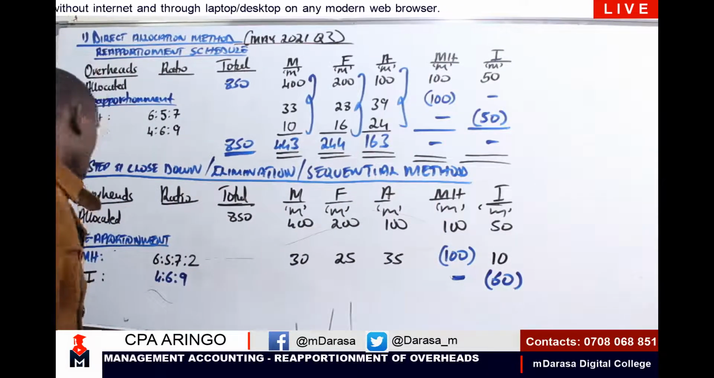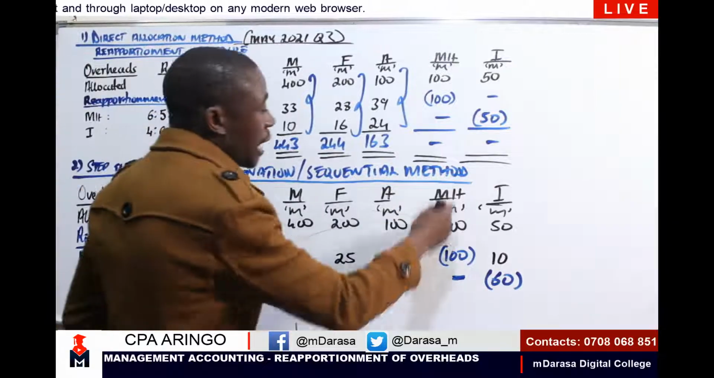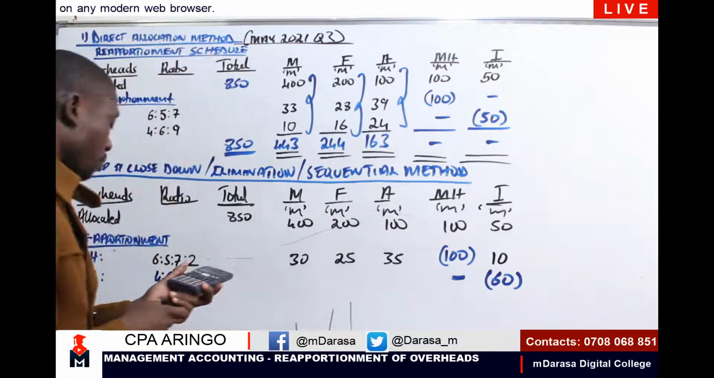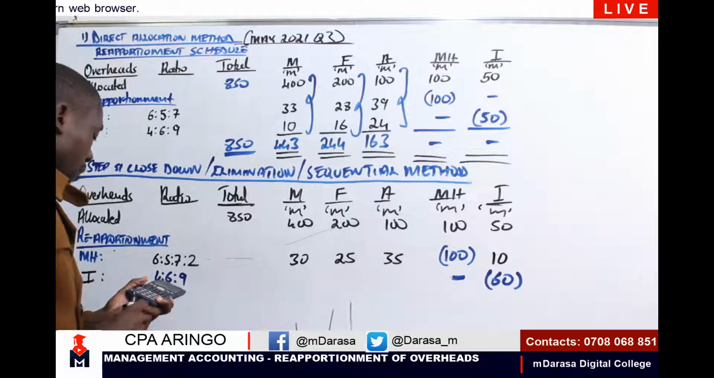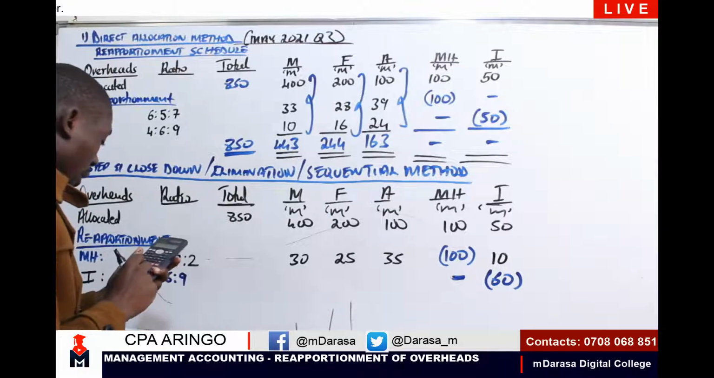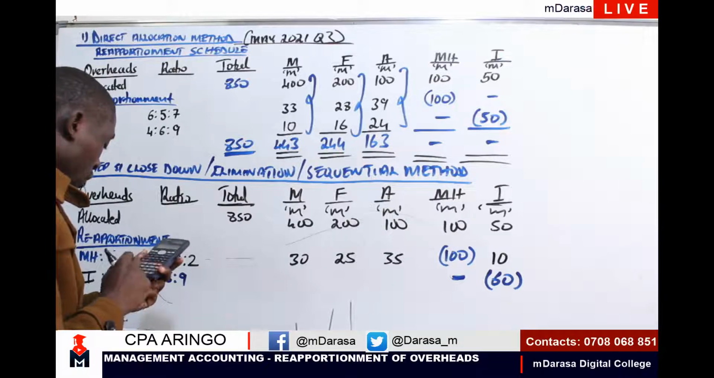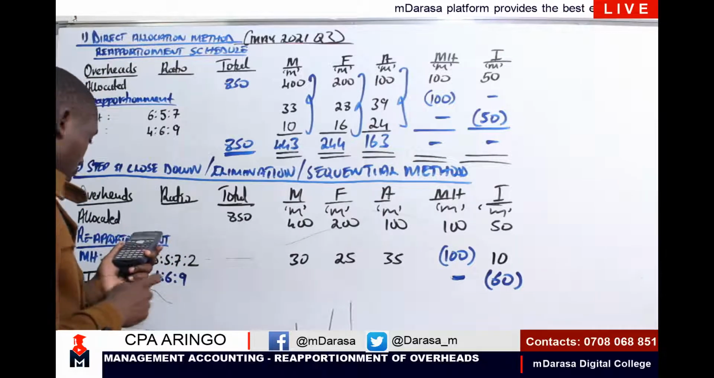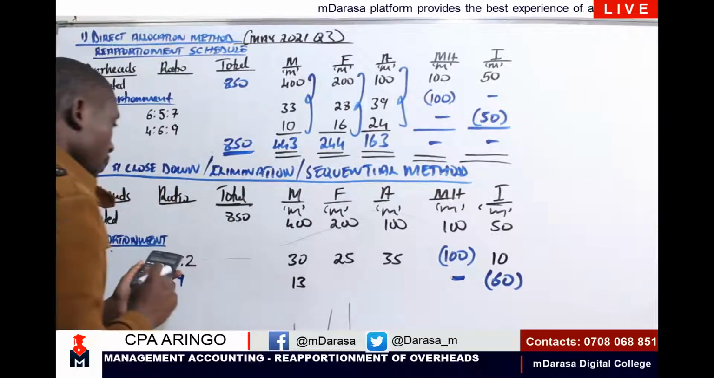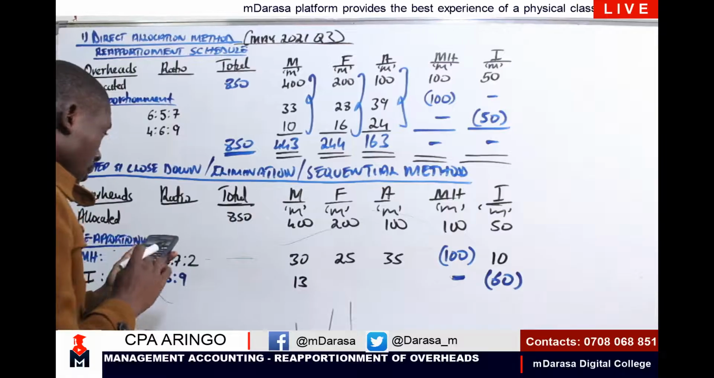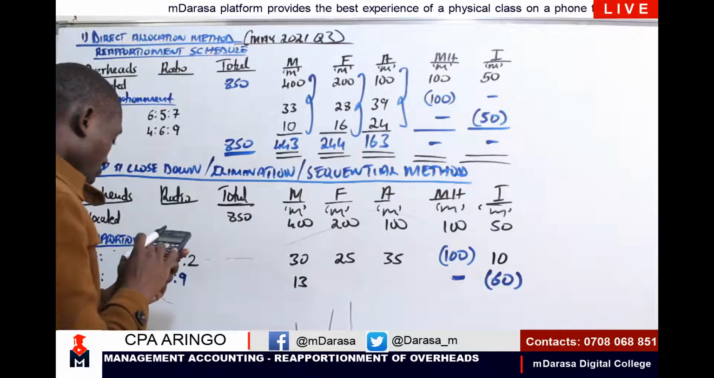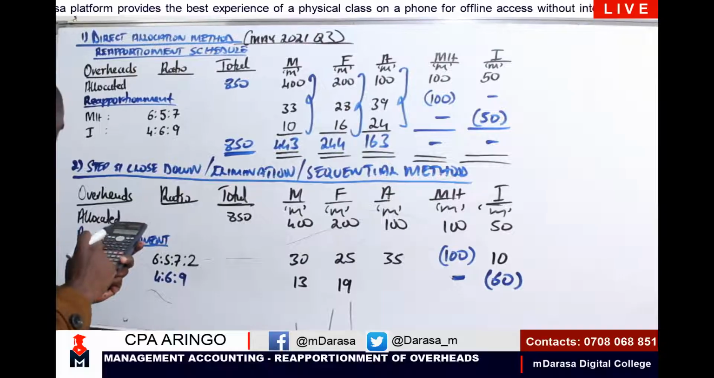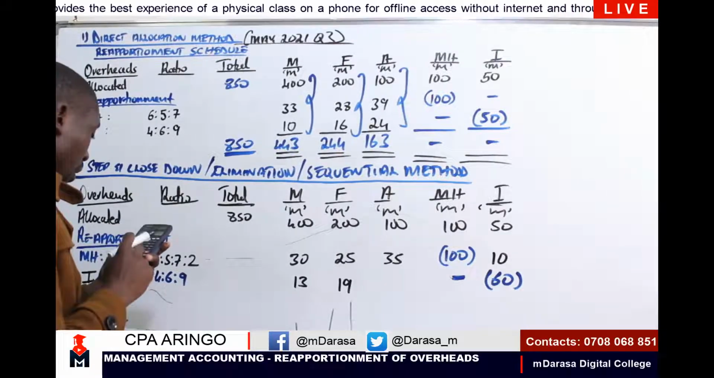That is what I want us to reapportion to our production departments, because I have already closed down material handling. So how are we going to go about it? That will be simple. The first one is 4 of 19 times 60. This should give us a figure of 13. Then 6 of 19 times 60, that should give us a figure of 19. And finally, 9 of 19 times 60. That should give us a figure of 28.